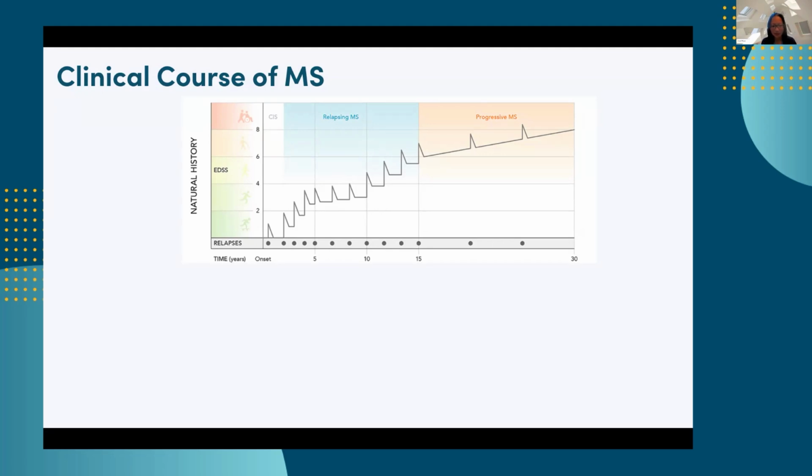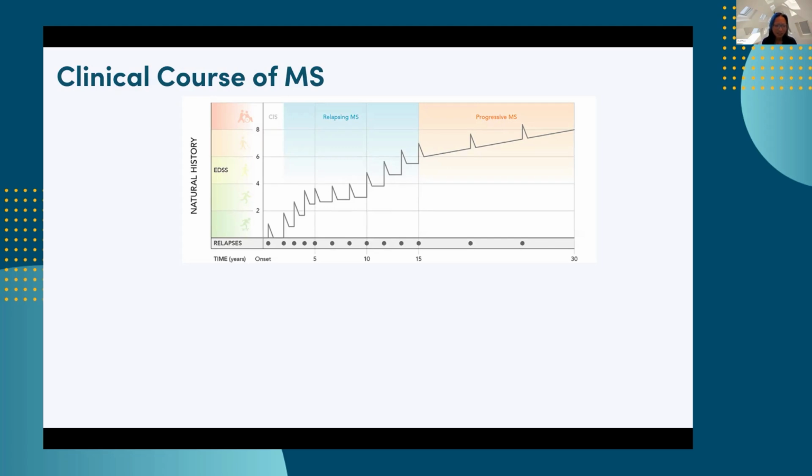It doesn't really take into account cognitive dysfunction. It doesn't really take into account incoordination or any of the other symptoms that might lead to disability, fatigue being one of the most prevalent ones. So really, when we're talking about this, it's largely driven by physical function.